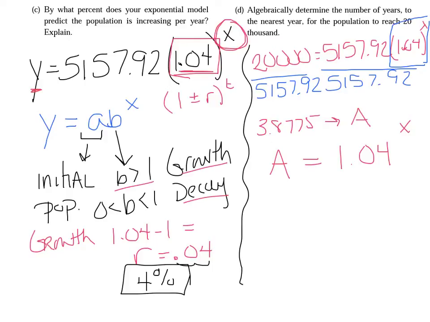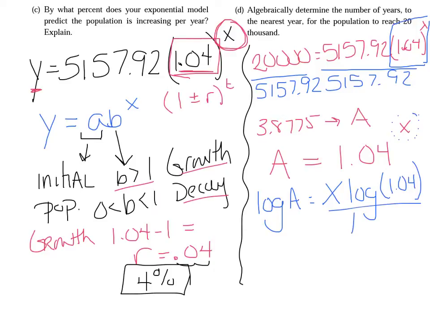Okay, now this is where logs came in. In order to solve an exponential, and remember it's called exponential because the exponent is a variable, we take the log of both sides. So I'm going to say the log of A equals, when I take the log of this side, that exponent log property comes down in front. So I'm going to get x log of 1.04. And then to get that x by itself, I'll simply just divide both sides by the log of 1.04.